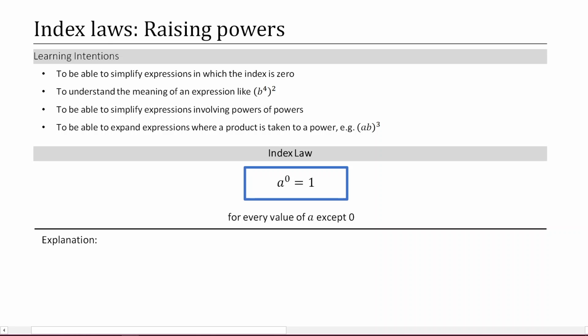Okay, so in this lesson, we're going to be talking about some more index laws, and all these laws concern raising powers. So let's go through our learning intentions. We want to be able to simplify expressions in which the index is 0, to understand the meaning of an expression like b raised to the 4 in brackets to the power of 2, to be able to simplify expressions involving powers of powers, to be able to expand expressions where a product is taken to a power. So like this right here.